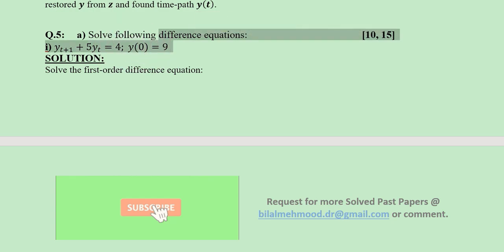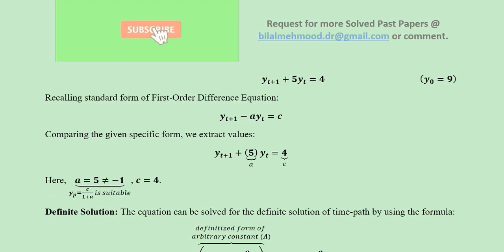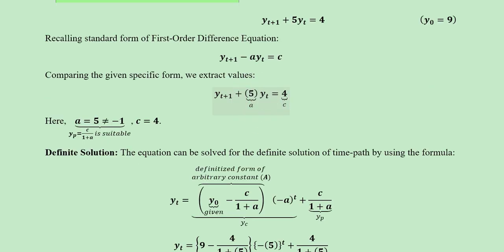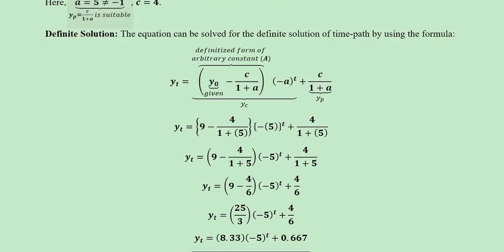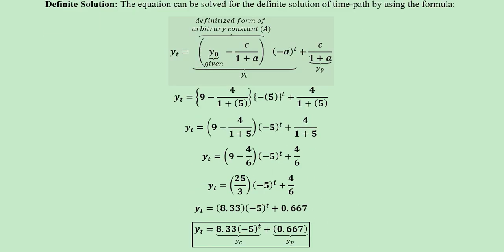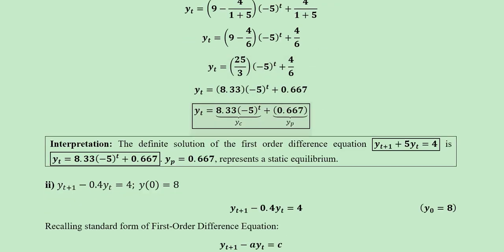So this is the first part. Initial condition is also given. So we note this and we try to extract the information. A and C, they are extracted. Since A is not equal to -1, we can use this formula for particular integral. So the formula of the definite solution will be equal to this. You can refer back to the channel to find out how this formula is applicable. And now putting the values and simplifying, we will get the solution, which is equal to this.